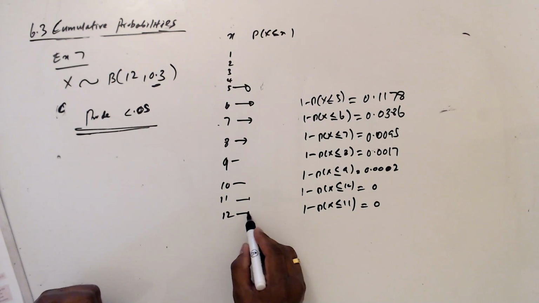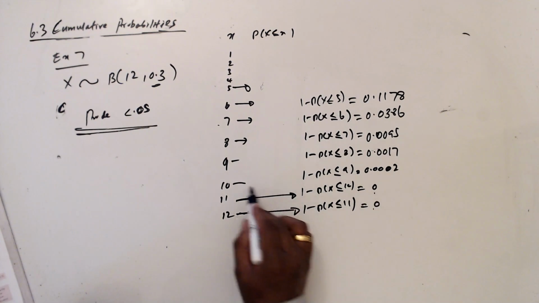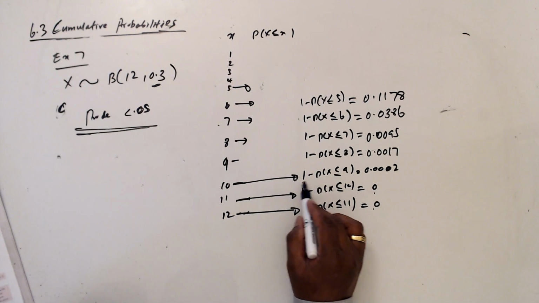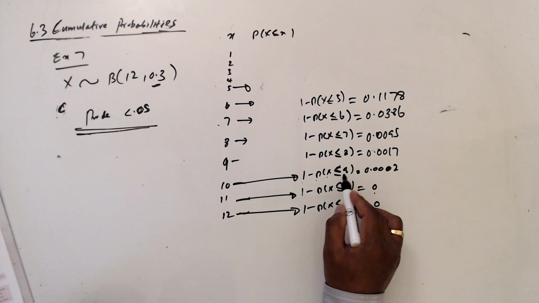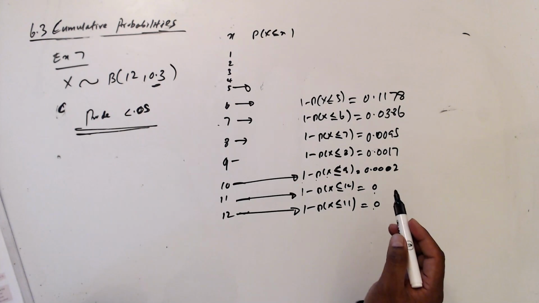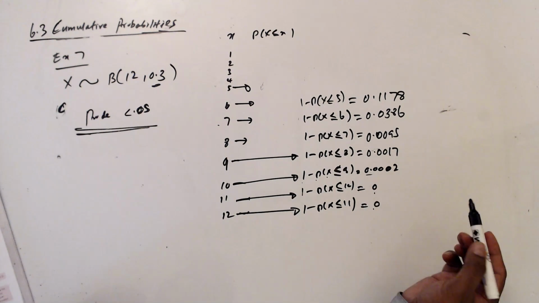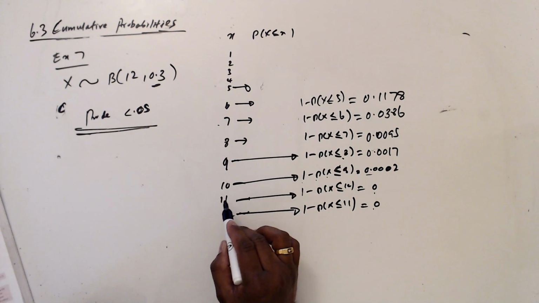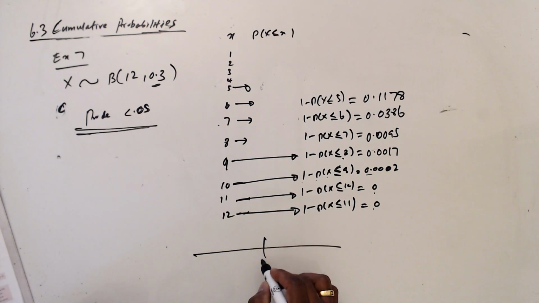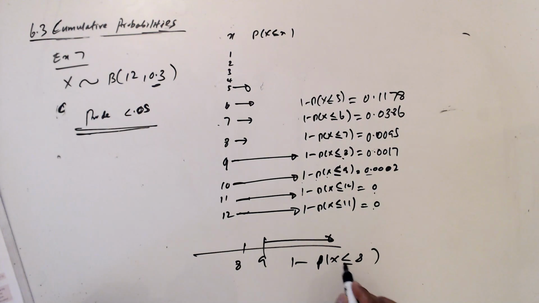Now the probability of getting 12 is 0, impossible. Probability of getting 11 is 0. Probability of getting 10 is 1 minus the probability of getting up to 9. So you can find from the cumulative table that up to 9 probability is 0.02, and this is going to be 0.0017. So to get 9 onwards, you take 1 minus the probability of x less than or equal to 8.